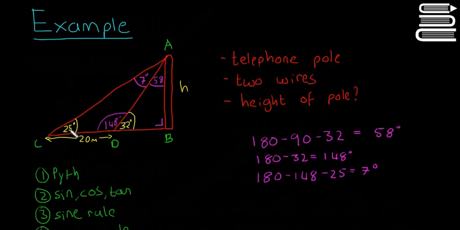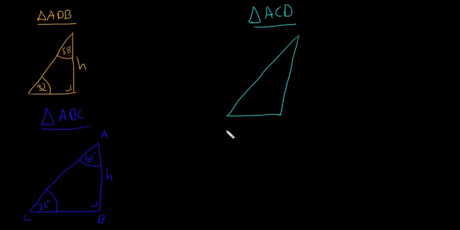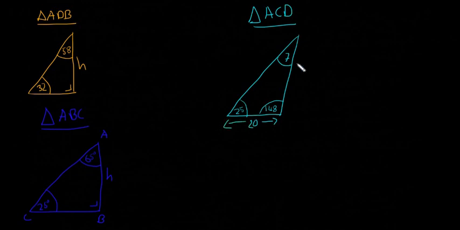So 7, 148, 25, and 20. Okay. 25. 148, 7, and 20. Okay, and then also I'm just going to label them. So this is going to be A, this is going to be C, and this is going to be D. So I'm actually just going to label this one quickly as well. This is going to be A, B, and D.